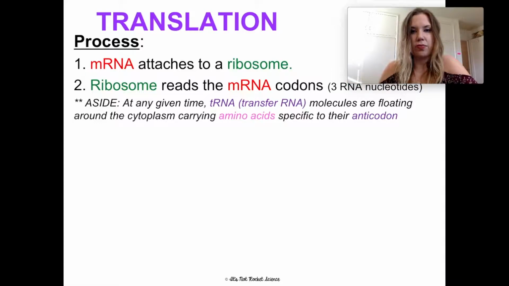At any given time, tRNA or transfer RNA molecules are just floating around the cytoplasm carrying their specific amino acid that goes along with their anticodon. So the same amino acid will always be bonded to the tRNA that has its matching anticodon, so that it's not just a free-for-all. But just so that you understand, at any given time, these tRNA molecules are just kind of hanging out.